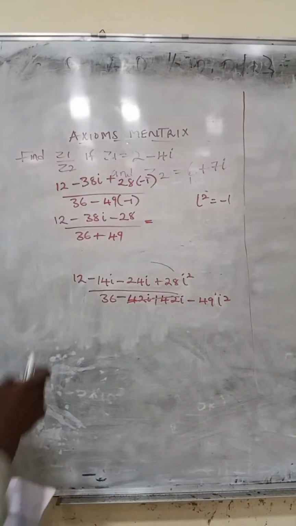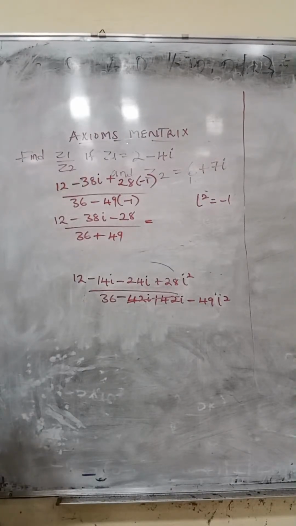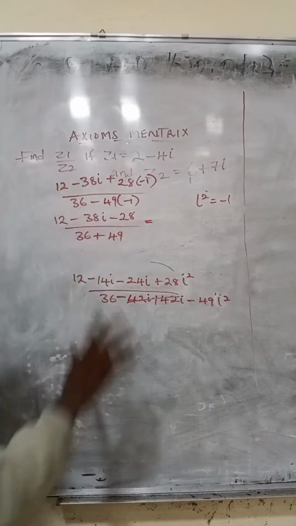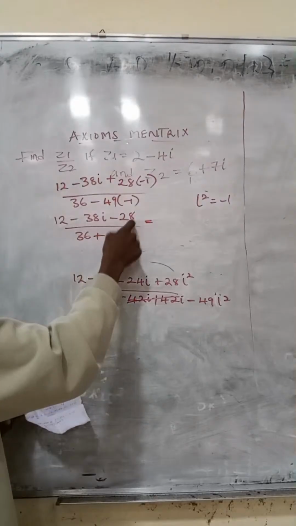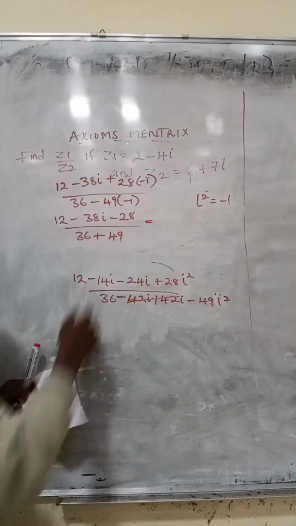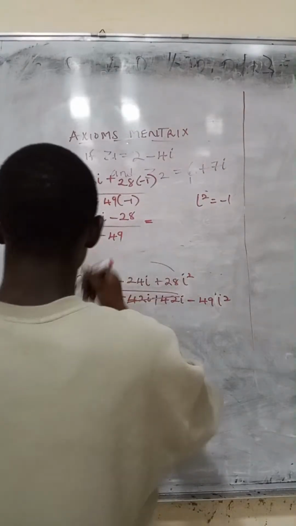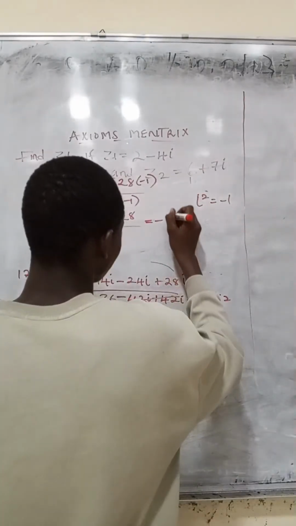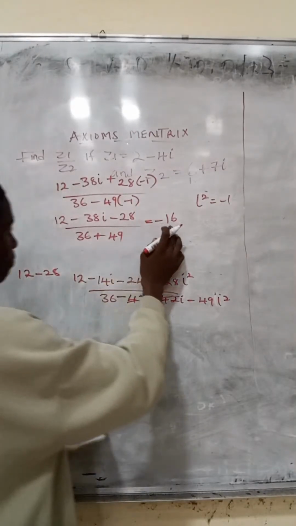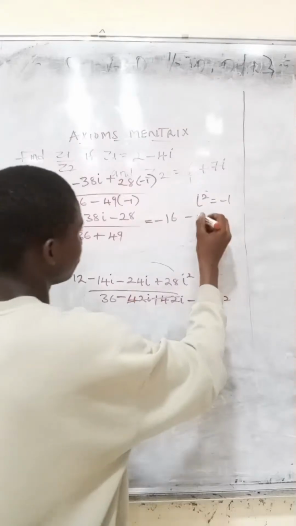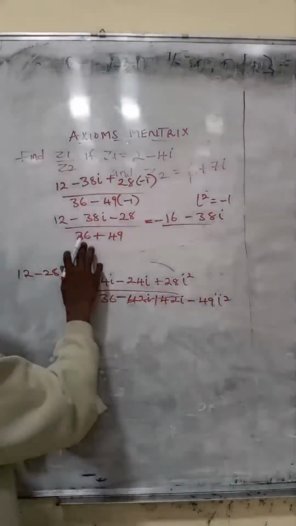So from this point, let's continue. What you are going to be having here is that this can only add to this. Whenever you're solving complex numbers in mathematics, this can only add to this. This is going to stand on its own. It's a different category. So 12 minus 28 is what we are doing here. 12 minus 28 is going to give me minus 16. I'm going to be having minus 16 minus 38i, all over this plus this.